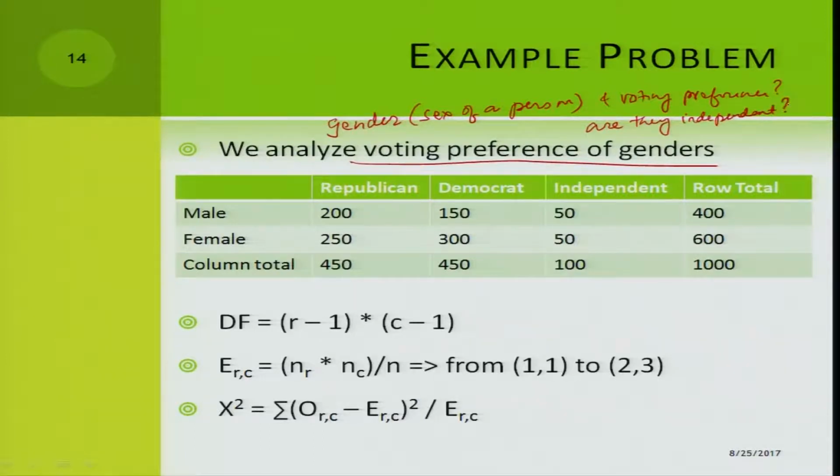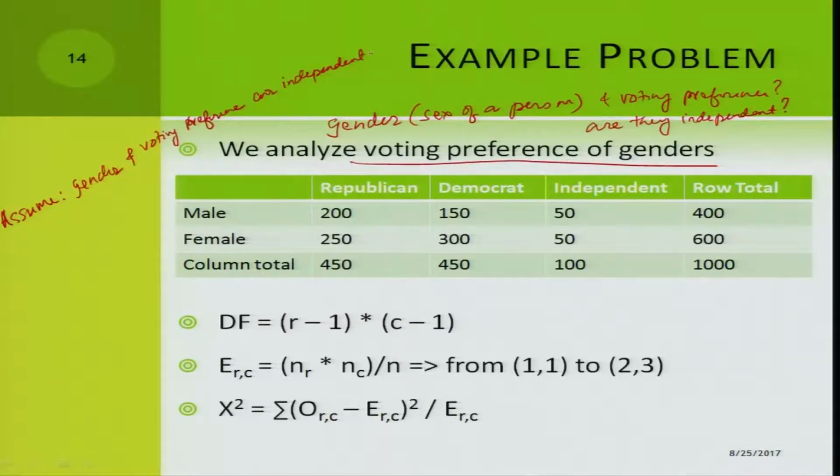Here we begin with an initial assumption, the same way as in a court of law, where everybody is assumed to be innocent. Here we assume that gender and voting preference are independent, and we are going to check this assumption.